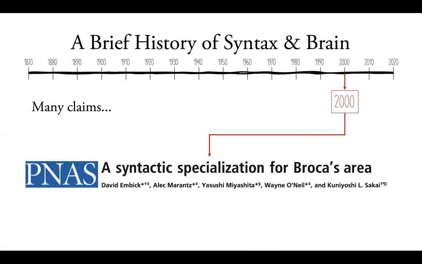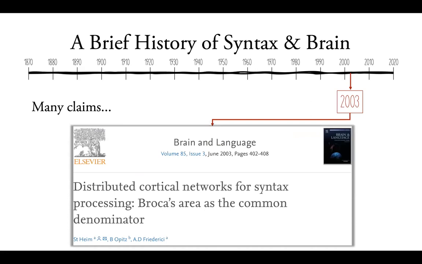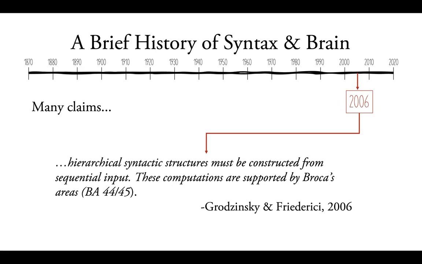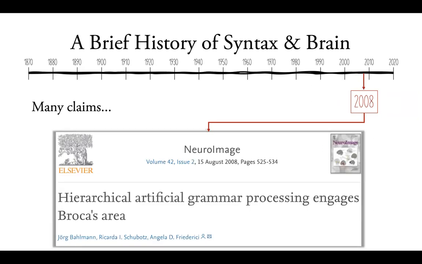And there were many claims with respect to what Broca's area is doing, all of the sentence language-related claims having to do with a syntactic role for Broca's area. So a syntactic specialization for Broca's area as the common denominator in the cortical network for syntax. A specific claim: hierarchical syntactic structures must be constructed from sequential input. That's just a fact. These computations are supported by Broca's area, and that is the conclusion that these authors reached. Hierarchical artificial grammar involves Broca's area. You get the idea.